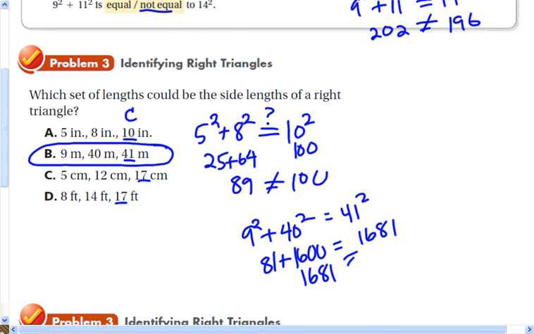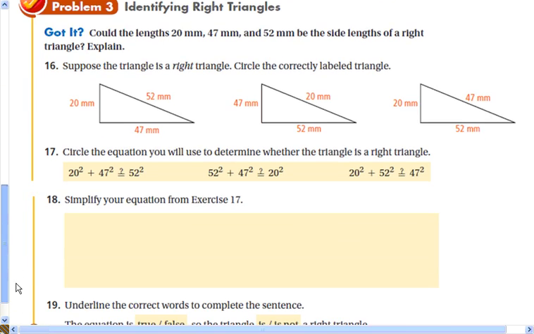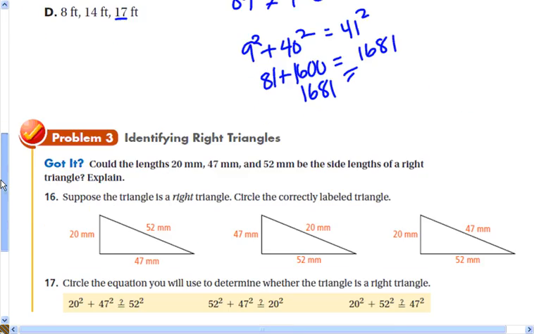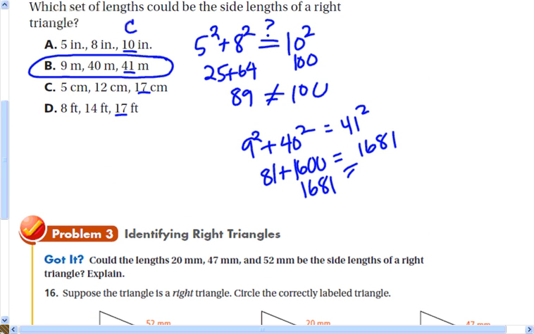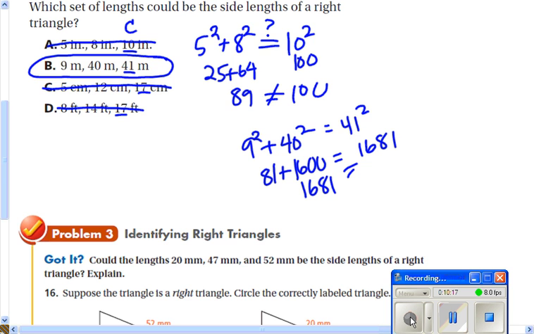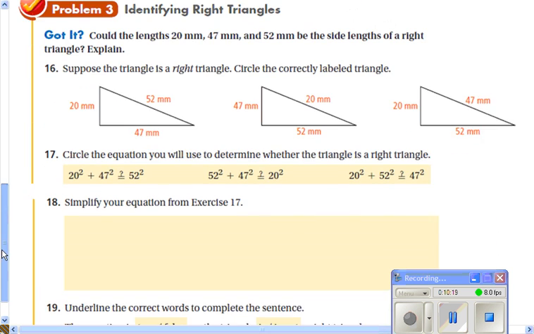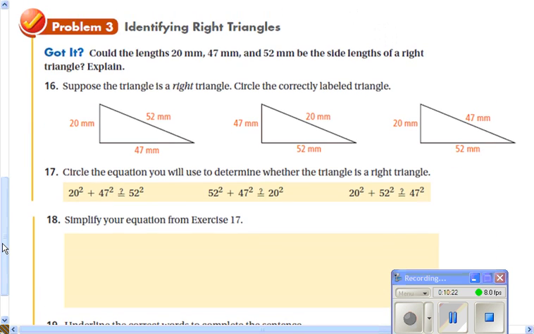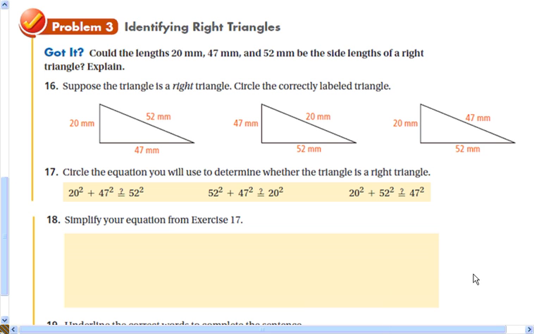Now I'm going to leave the other two for you to check and see if they are or not. I don't know if there's more than one correct answer here. But go ahead and finish those up. You can check it out. Let's cross out the ones that we know aren't, and you can check the other two, cross them out if they're not right triangles. Go ahead and do 16 through 18. You can check back with your answer.